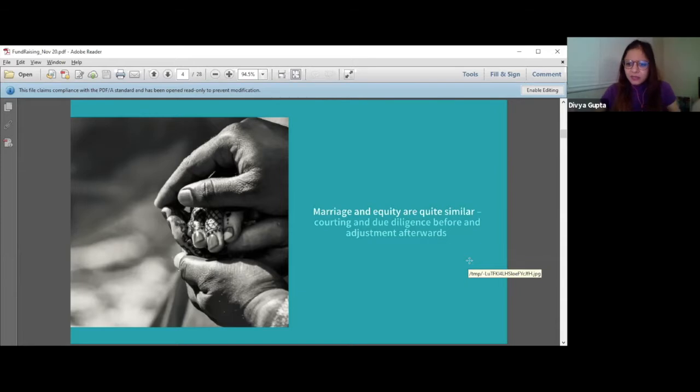Just to set a context, while this is a classroom session, we'll try to give you as many insights as possible. The first insight is that equity fundraising is more about EQ than IQ. It is more like a marriage. It has a lot of similarity to how you go about looking for a prospective marriage. There is courting involved. Sometimes the first meeting is great and then you lose interest. Sometimes you take a lot of meetings to figure out whether you're compatible or not.